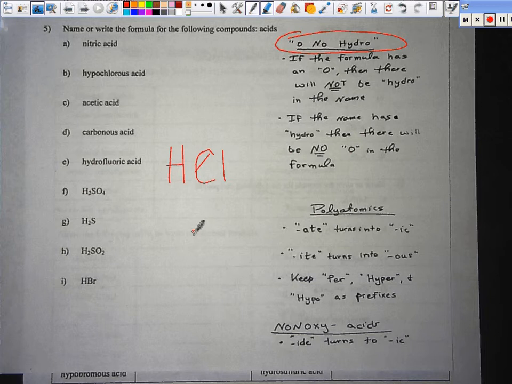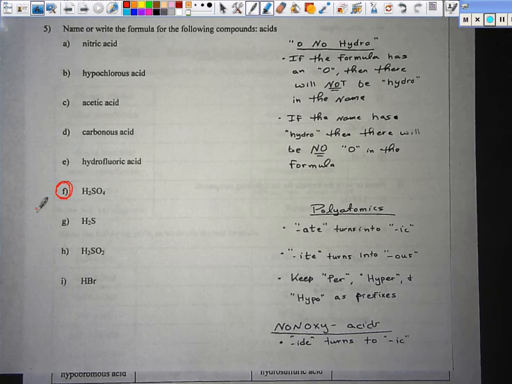Okay, so let's look at how to do this. So I want to start with F. Let's start with F. Does it have an O in the formula? Yes. So will there be hydro? No. Again, O, no hydro. So how do we deal with this? What we do is we talk about the polyatomic. What polyatomic is SO4? Sulfate. All right. What does it say? Ate turns into ic. So this is not sulfate acid. Okay, it's sulfuric acid. Sulfuric acid.